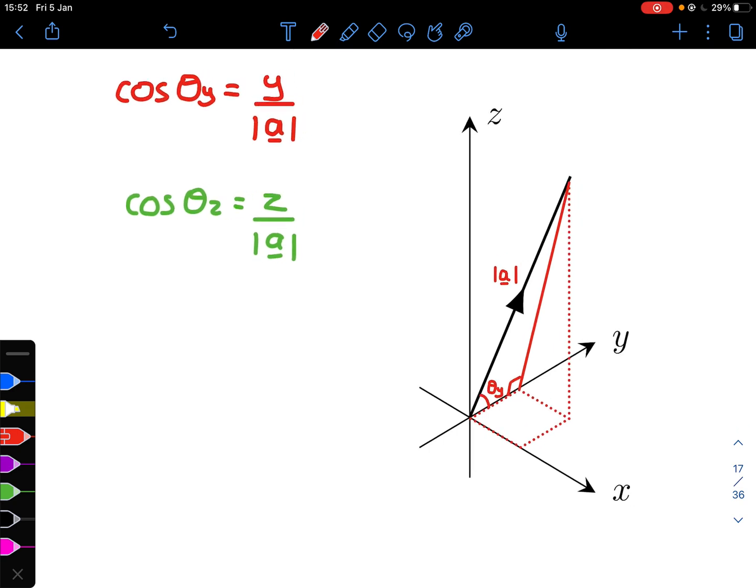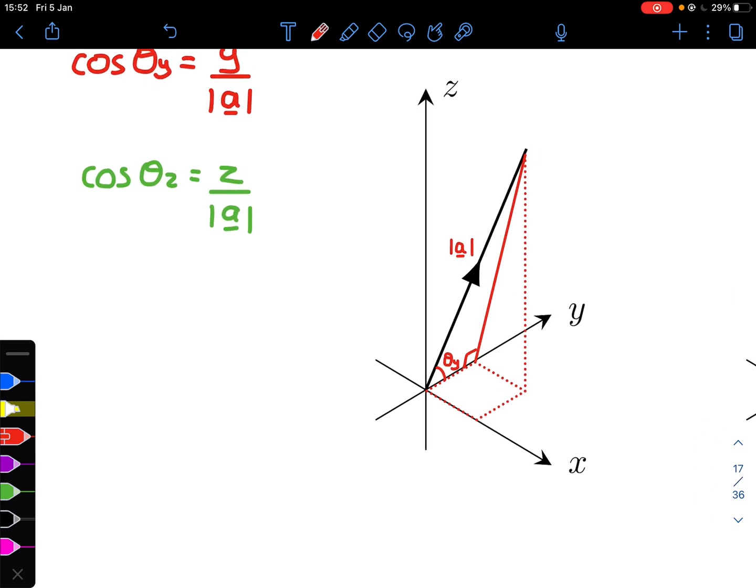Same vector, but the line dropped to the y-axis this time to create the right angle. So the vector was 2 in the x direction, 2 in the y direction, 8 in the z, but the only value there that's useful to us is the 2 that came from the y component. 2, 2, 8, that 2.